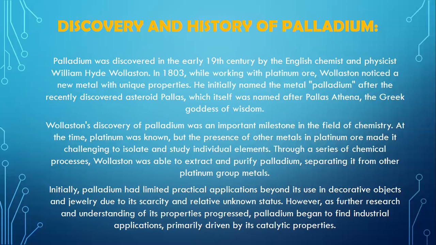At the time, platinum was known, but the presence of other metals in platinum ore made it challenging to isolate and study individual elements. Through a series of chemical processes, Wollaston was able to extract and purify palladium, separating it from other platinum group metals. Initially, palladium had limited practical application beyond its use in decorative objects and jewelry due to its scarcity and relative unknown status. However, as further research and understanding of its properties progressed, palladium began to find industrial application, primarily driven by its catalytic properties.